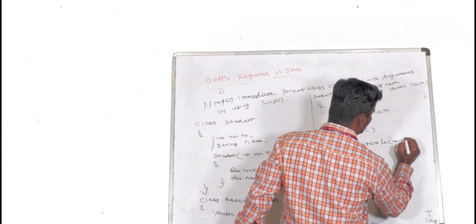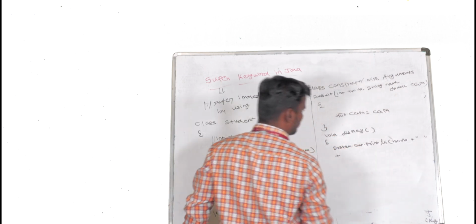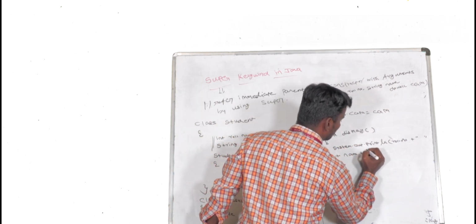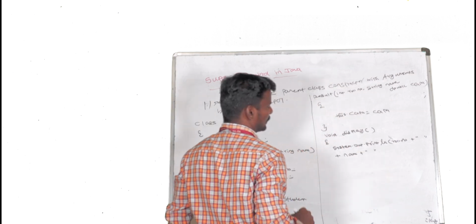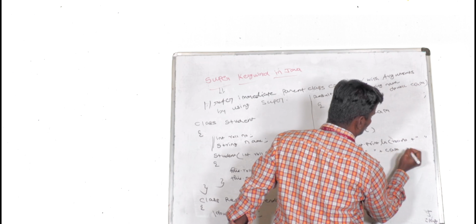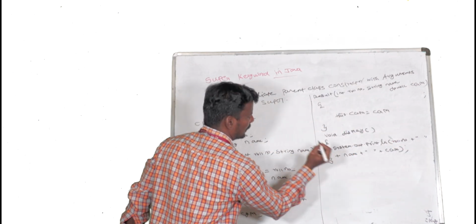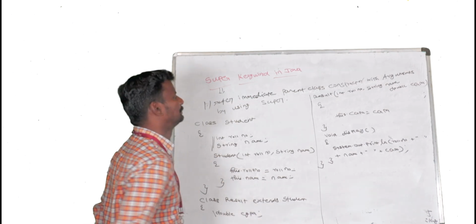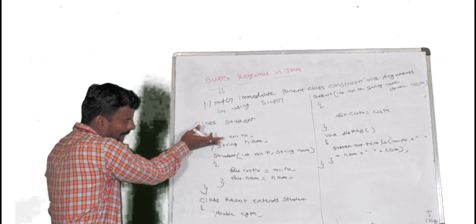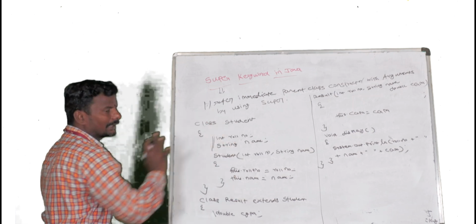roll number plus name plus the next CGPA. Now close this method and then close the class. Now we have defined one parent class and then derived one more new class by using that parent class.